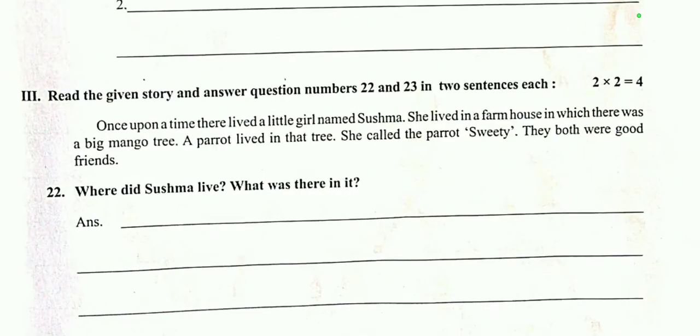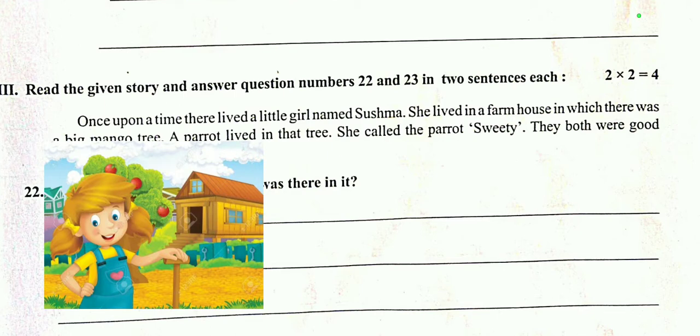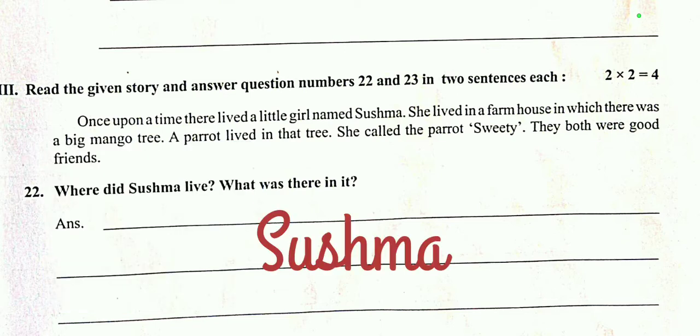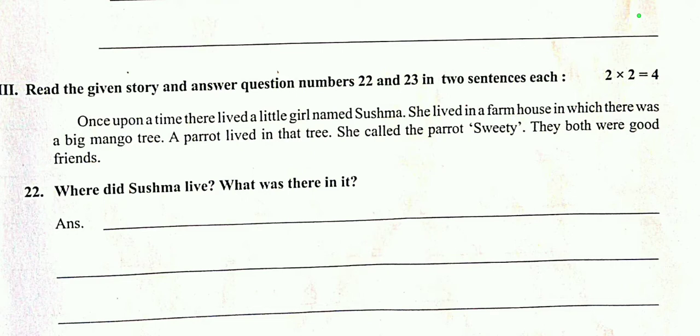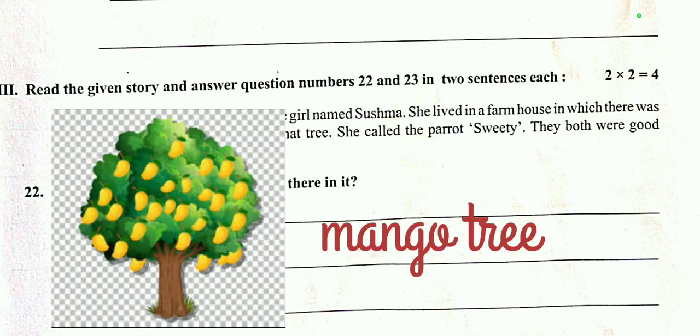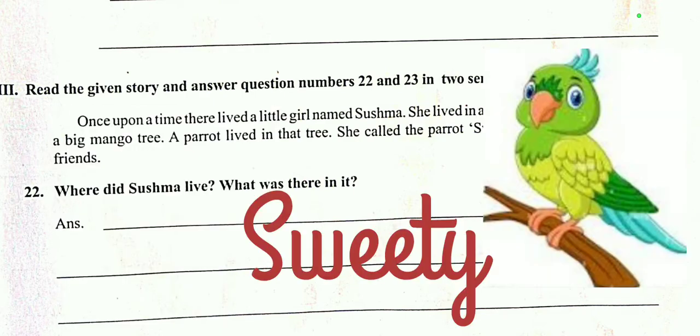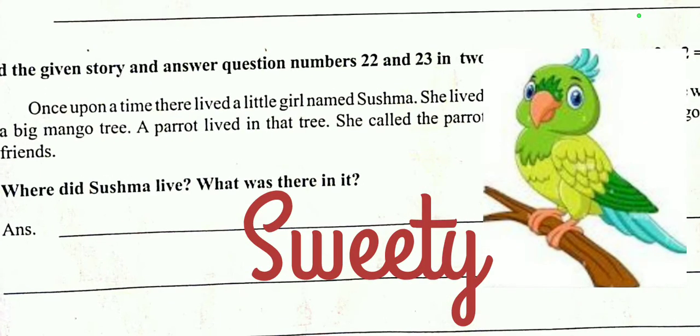So we know that a girl lived in a farmhouse. Her name was Sushma. And the farmhouse had a mango tree. A parrot also lived in that tree. And the parrot she called Sweetie. So let's answer the question.